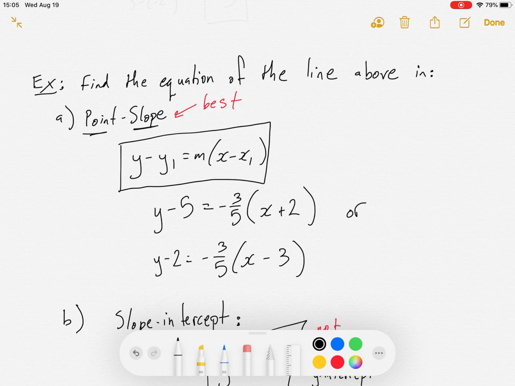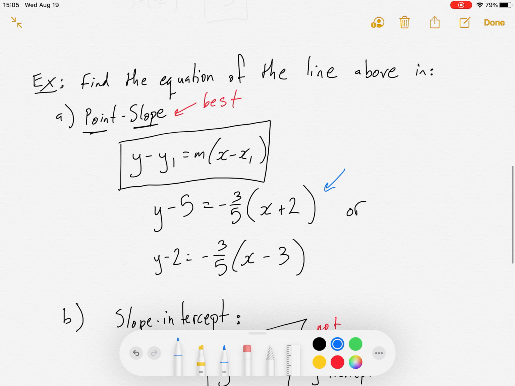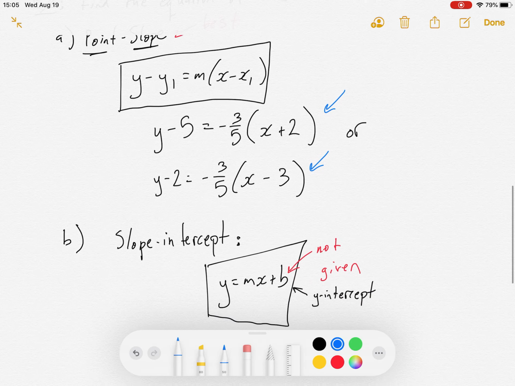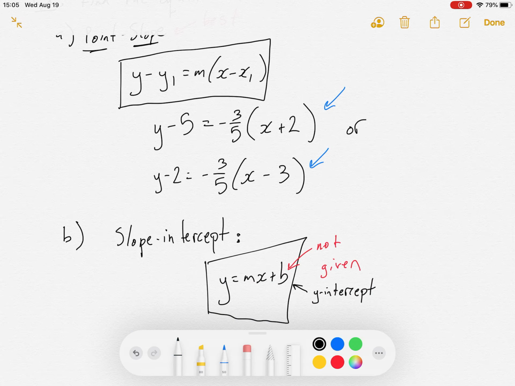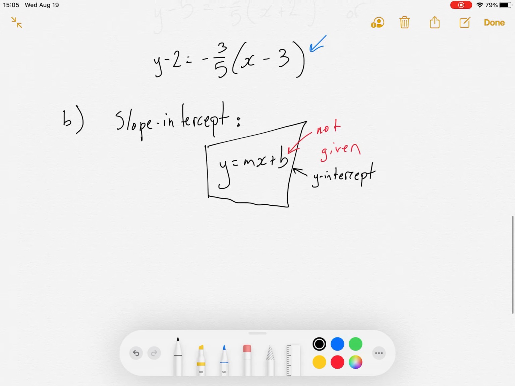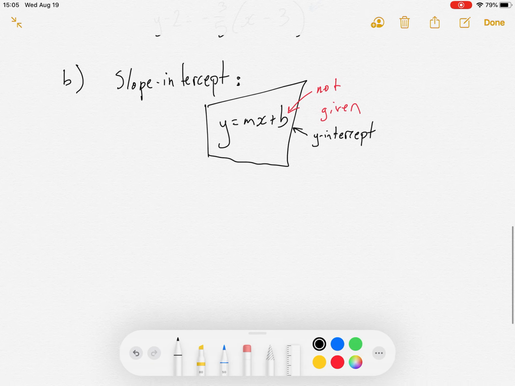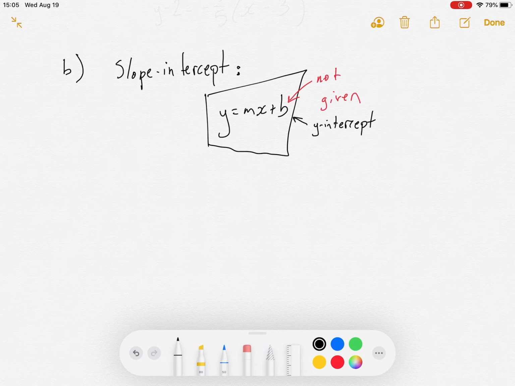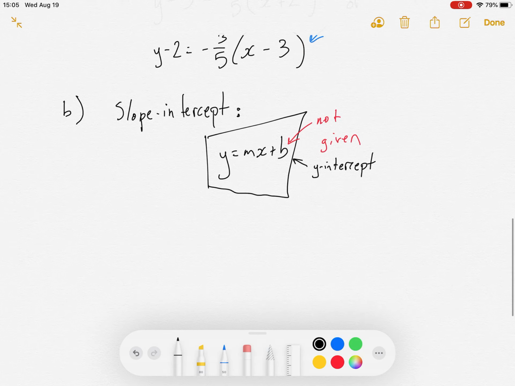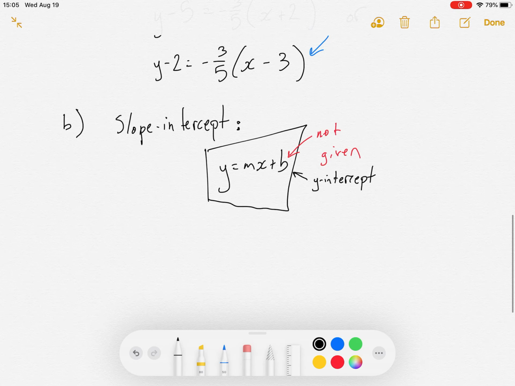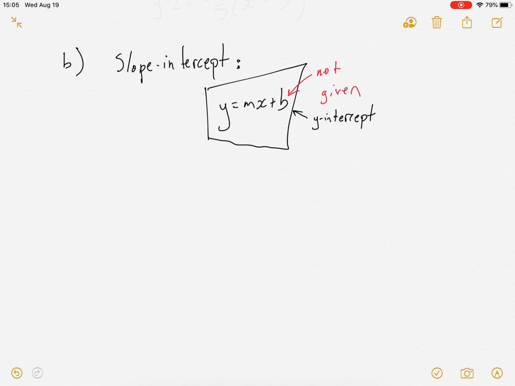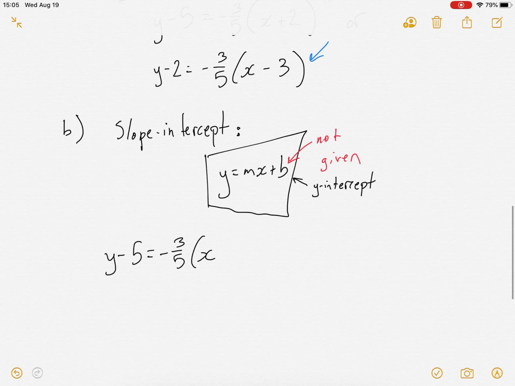So what we're going to do is take one of these equations here and rewrite it into the format that we need. I'll just go with the first one, it really doesn't matter. And this is really exciting because we get to go into fractions, and I love messing with fractions. I guess I prefer working with whole numbers, but fractions are great because there's so much that can go wrong. All right, so we're going to start here. Y minus 5 equals negative 3/5 x, I believe it was plus 2. Let me double check. x plus 2.